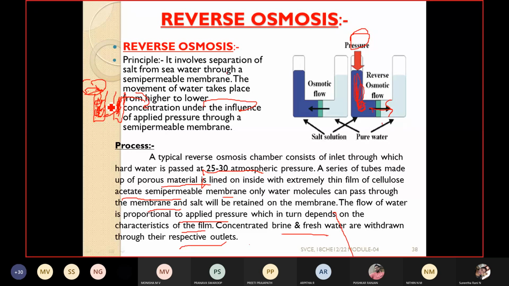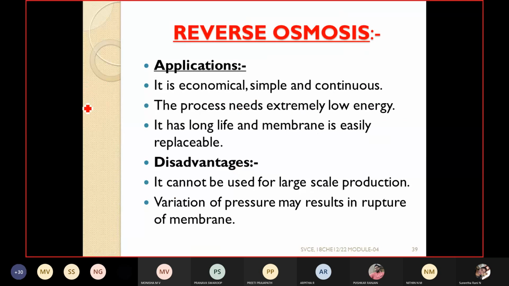So it depends on the size of the chamber and the size of the tubes which are used for desalination for the removal of salt. This process will not take place at a normal pressure. It will take place at a high pressure, that is at 25 to 30 atmospheric pressure. This process is called the reverse osmosis process, and the fresh water generated from this process is called RO water, reverse osmosis water.